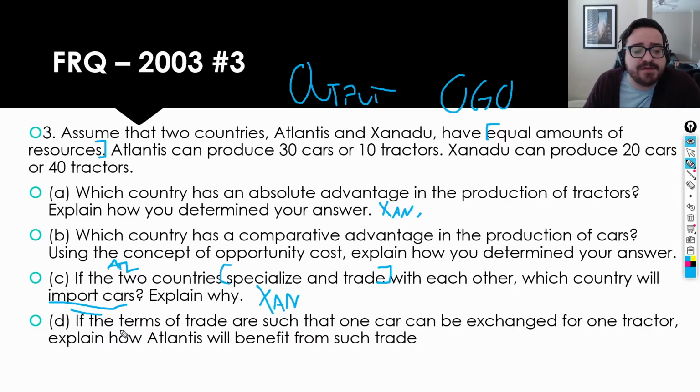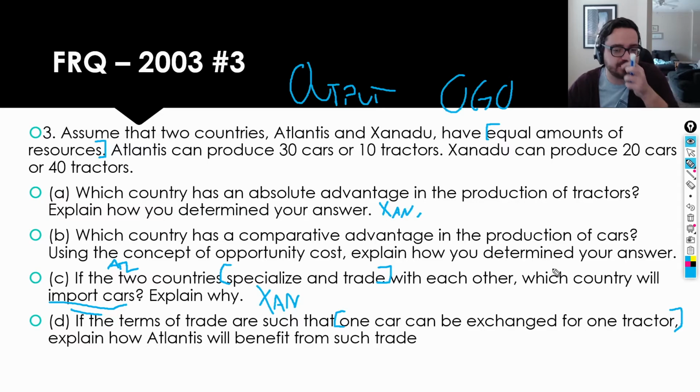Okay, D. If terms of trade are such that 1 car can be exchanged for 1 tractor, they're telling me the terms of trade. Ooh. Explain how Atlantis will benefit from such a trade. So they're telling me the trade is 1 car for 1 tractor. I'm going to use my box and my circle here. I'm going to use circle for Atlantis and box for Xanadu. Atlantis is making the cars, so it's 1 car from Atlantis for 1 tractor from Xanadu.